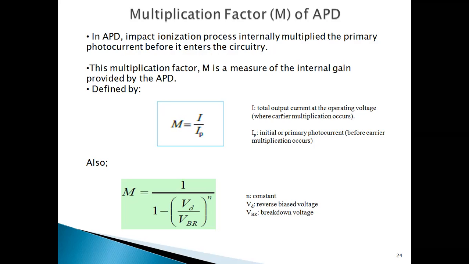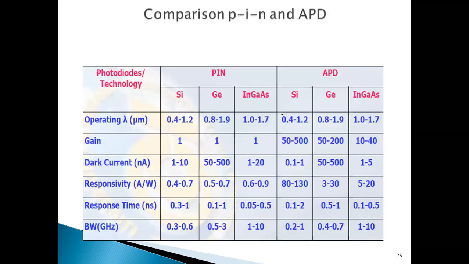Okay. So this is a comparison between the PIN photodiode and the APD photodiode for three types of semiconductor material: silicon, germanium, and indium gallium arsenide. Basically, the operating wavelength should be similar. The gain is very much different, as we can see in this table. We know that for the APD, due to the multiplication factor M, the gain will be very high compared to the PIN.